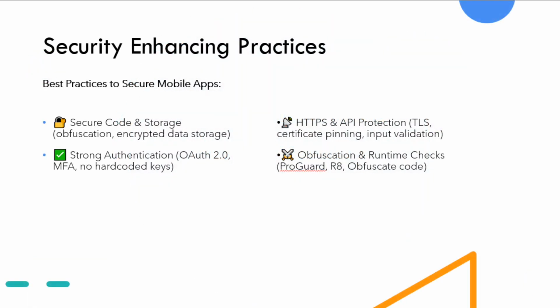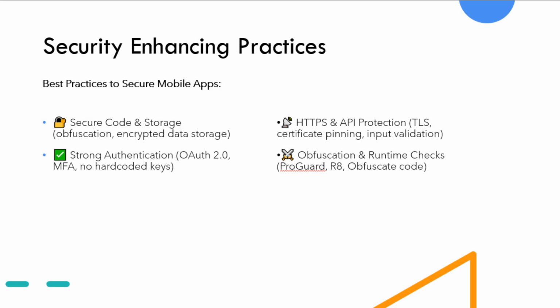The first one is secure code and storage. Your app code should be obfuscated to make reverse engineering difficult, and also don't store sensitive information like tokens or passwords in plain text. It must be encrypted. And use secure storage systems like Keystore on Android and Keychain on iOS. The second one is strong authentication. Always use secure login protocols like OAuth 2.0 and implement multi factor authentication, which is most important, wherever possible. Never hard code API keys or passwords.